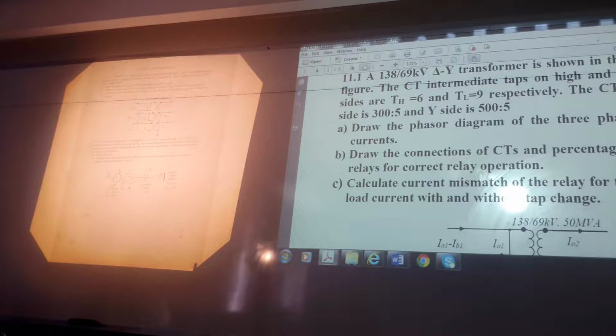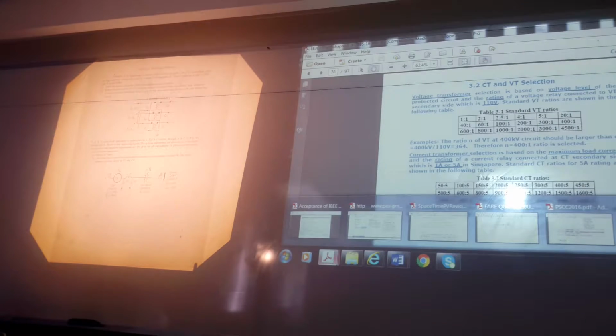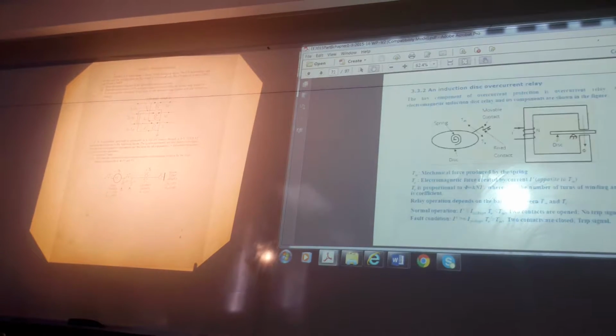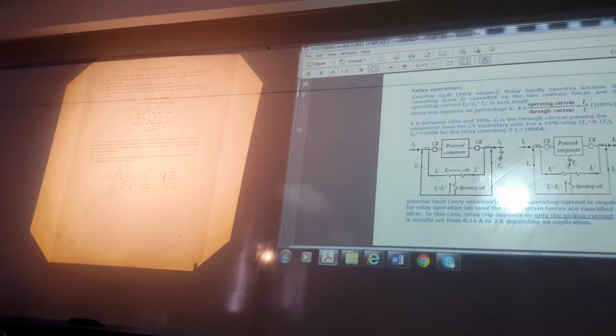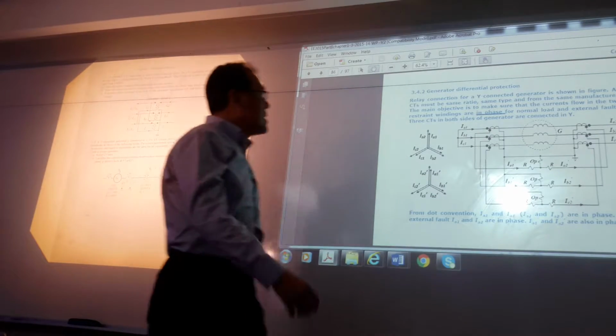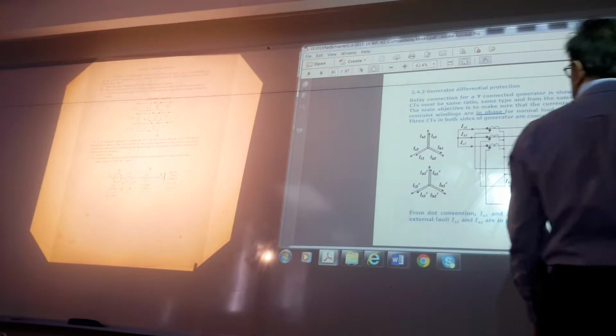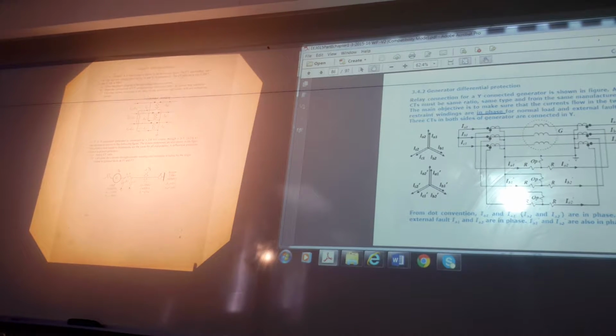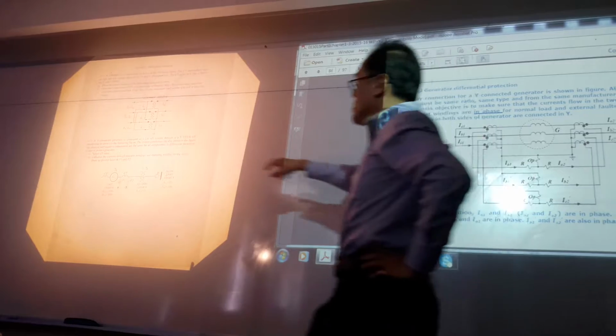So if you take a look, there's a similar diagram in his lecture notes. I think it's somewhere here. Similar arrangement. Yeah, and in fact, this is the one. So we can see that, for example, this is generator differential protection, and these are the three standard windings similar to what you have here.